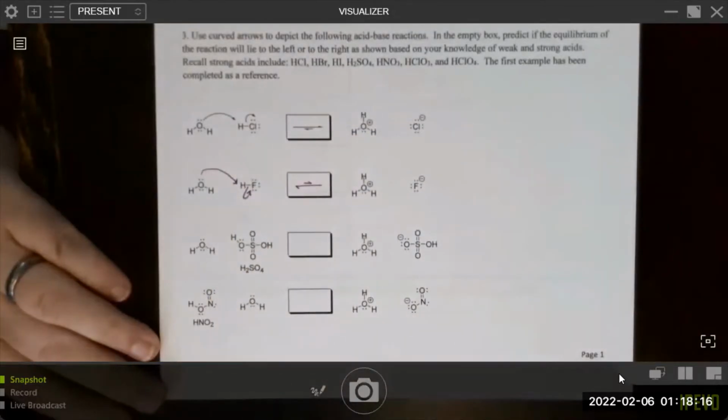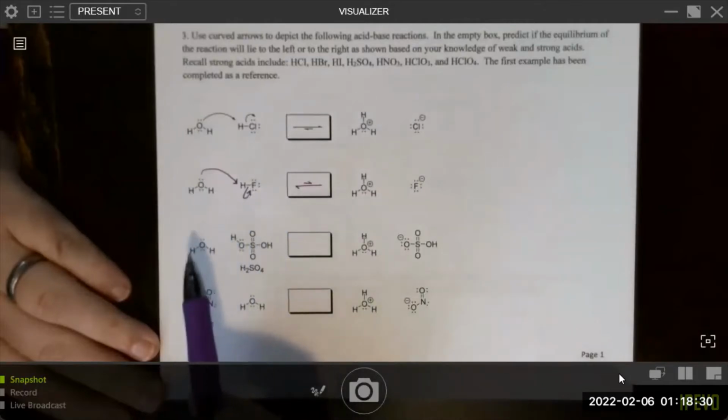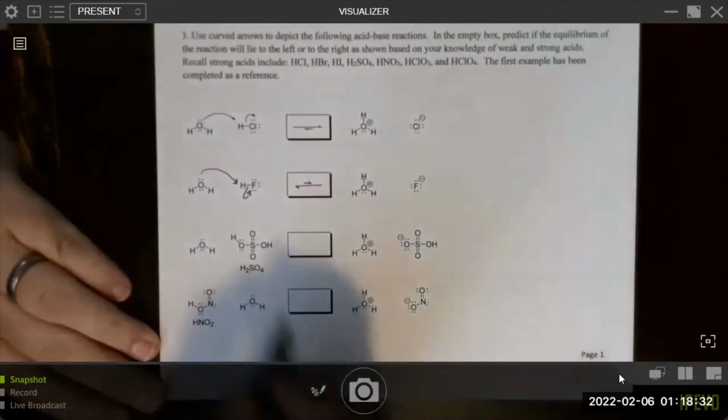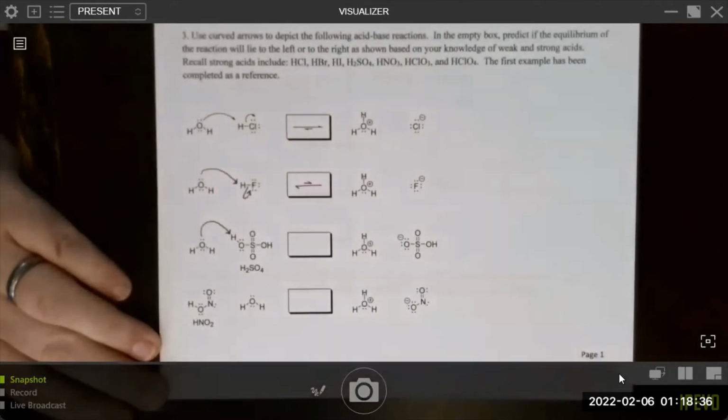So the equilibrium should point towards the weaker acid and base, but in this case, we're just looking at the acid. Okay, so moving on, right? The next one shows us sulfuric acid and water. So water is still acting as the base. Sulfuric acid is a strong acid.